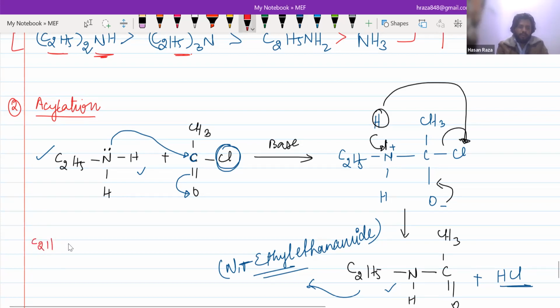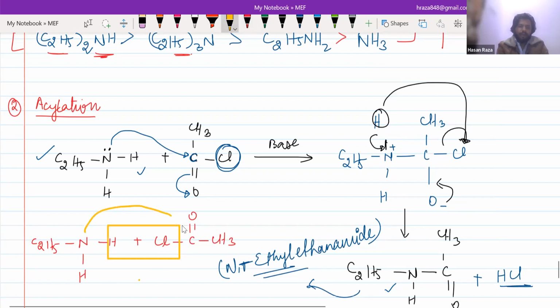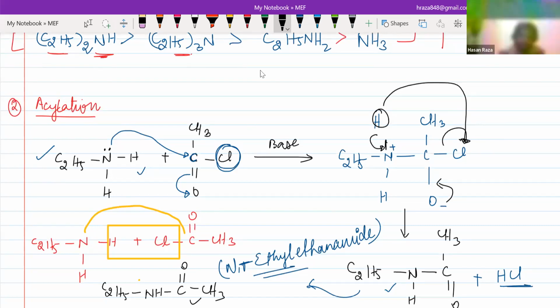This is your C2H5 and this is your NH as it is. Now what I'm going to do, it's very simple. Cl C double bond O, and then CH3. I can write this. Now what you need to do, it's very simple. Just remove this hydrogen with chlorine and just add this part. So what you will be getting, C2H5 NH and then C double bond O CH3. Again the same part. Please do write it and do let me know when you are done with this.